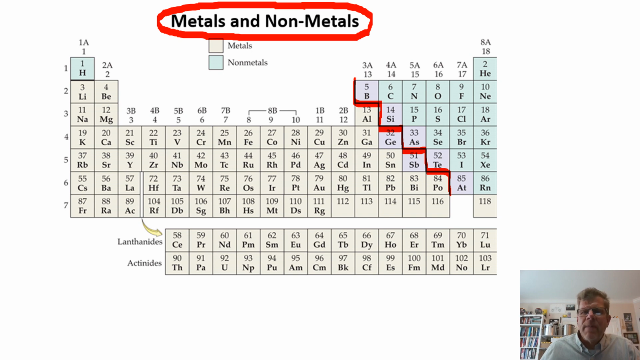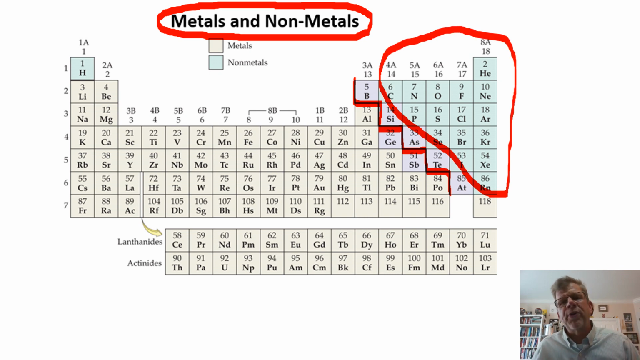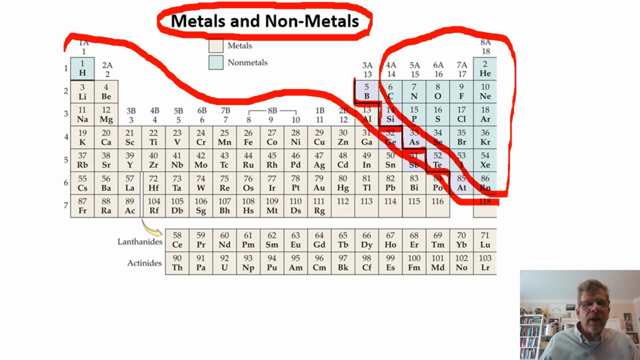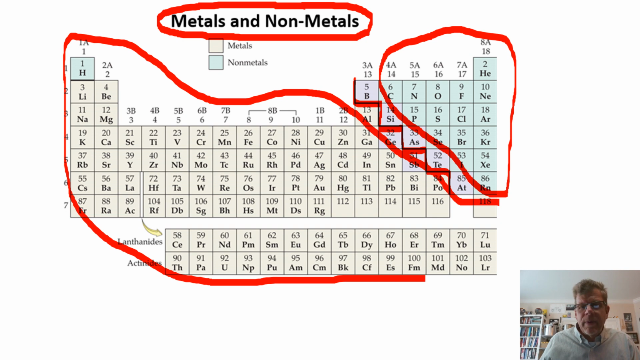Now, the nonmetals are the elements within this area right here in the periodic table, in the northeast quadrant, if you will, the upper right-hand side. These are all considered nonmetals, whereas the vast majority of the periodic table is considered to be made up of metals. So we have metals versus nonmetals in the periodic table.